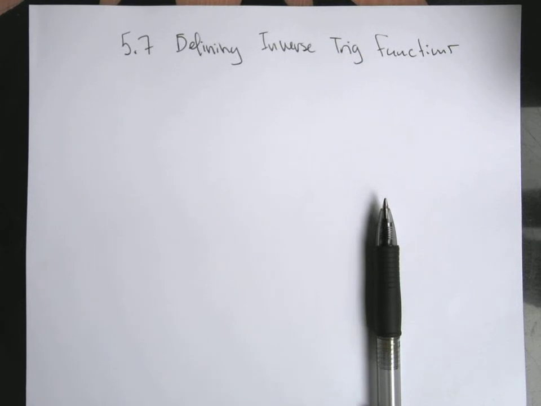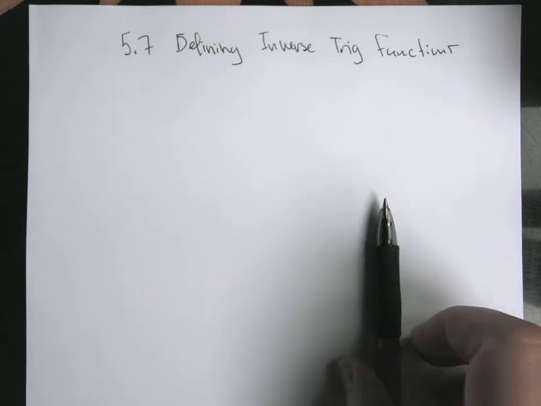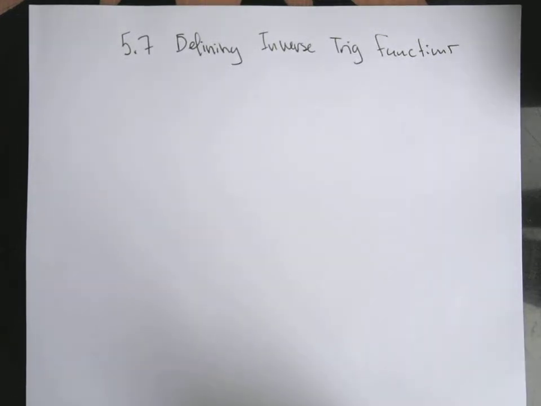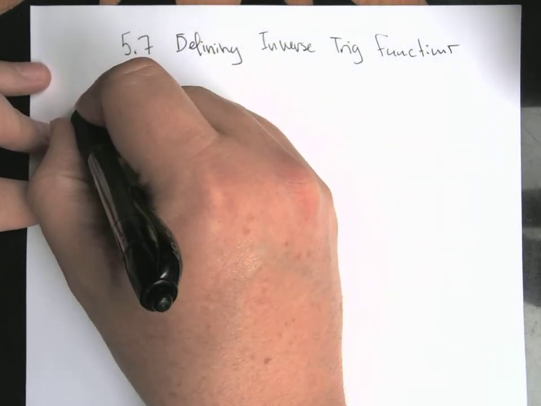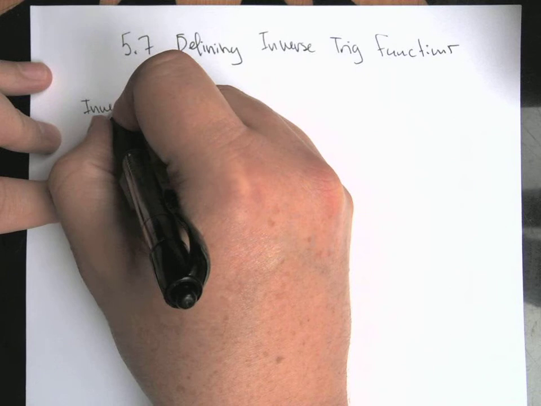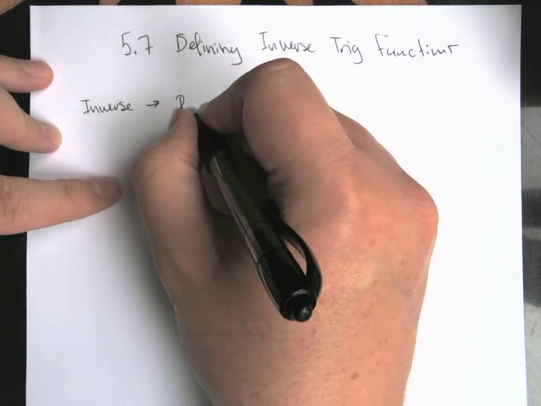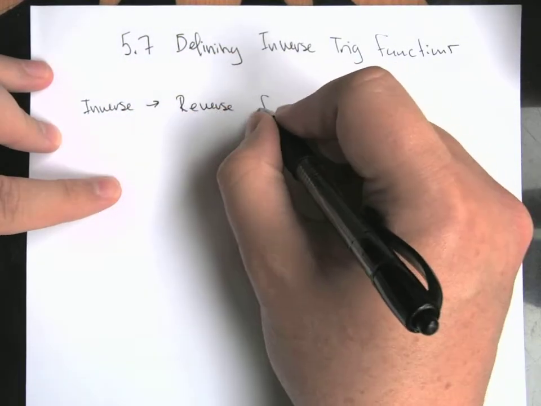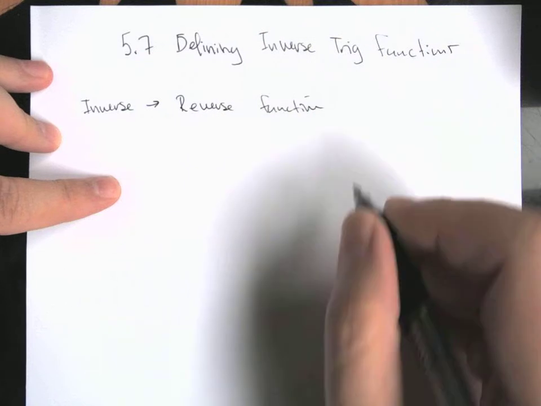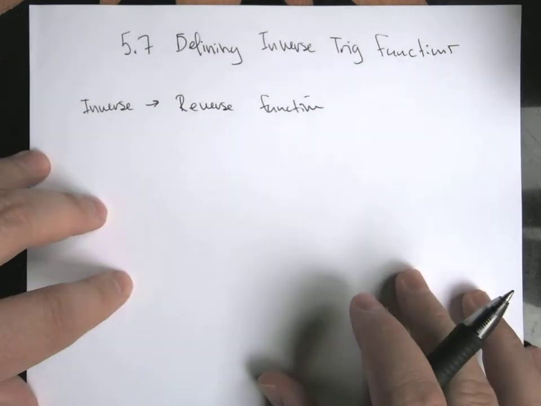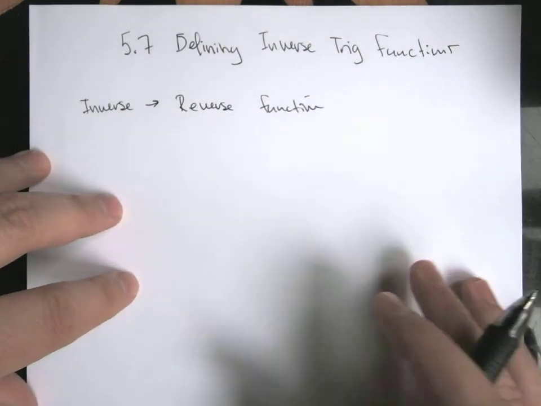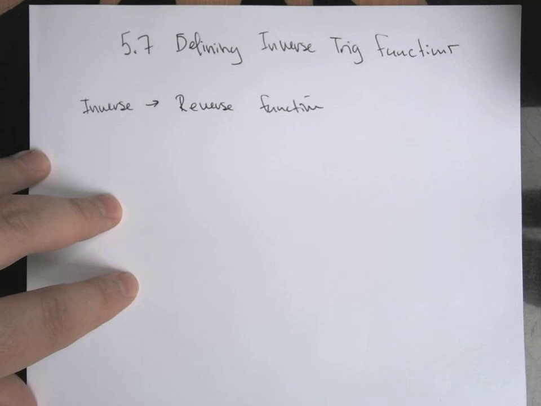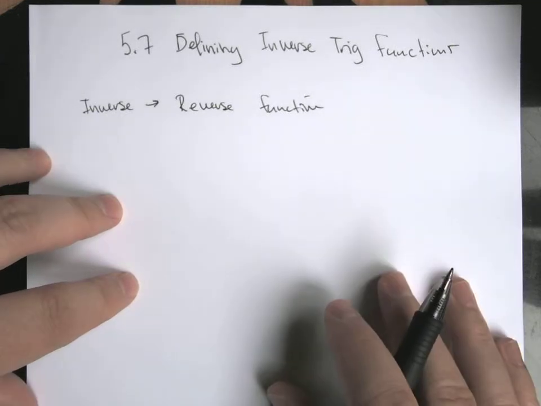Right, next on the agenda, section 5.7, which is about inverse trig functions. So an inverse function is essentially a reverse function, so sort of running our functions in reverse. Sounds kind of like reverse. And so in this case, we're trying to reverse our trig functions. We're just really going to look at sine, cosine, and tangent as our big three. So we're going to look at the inverse functions for those three.